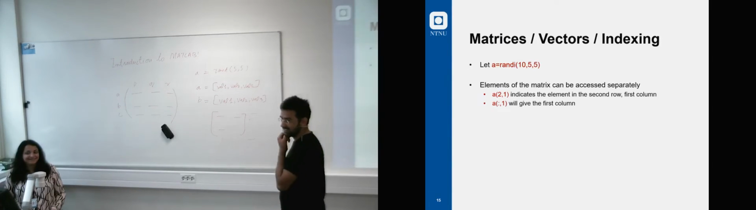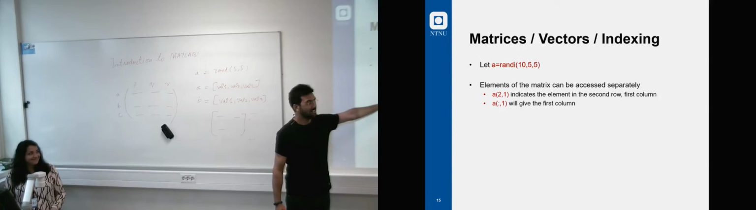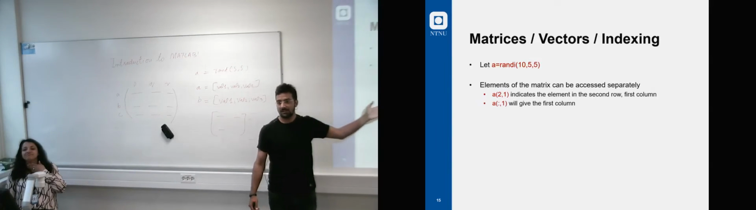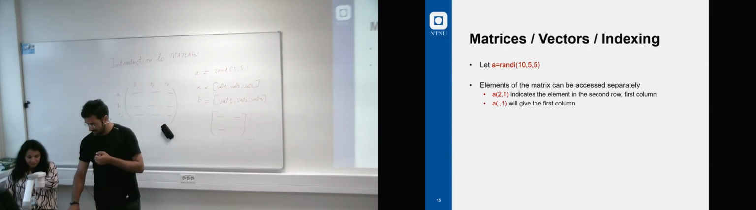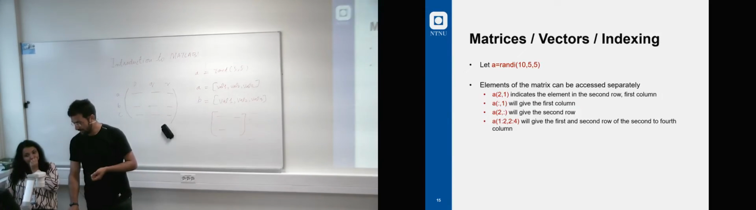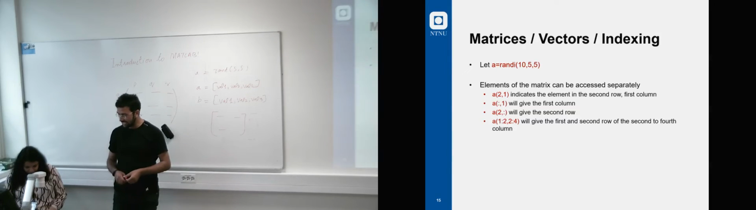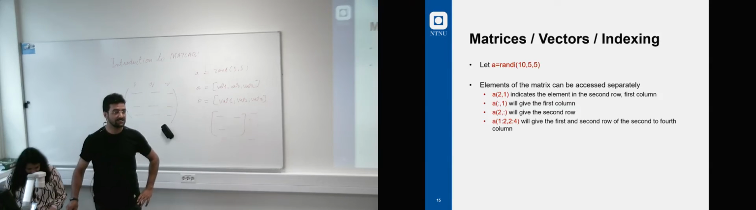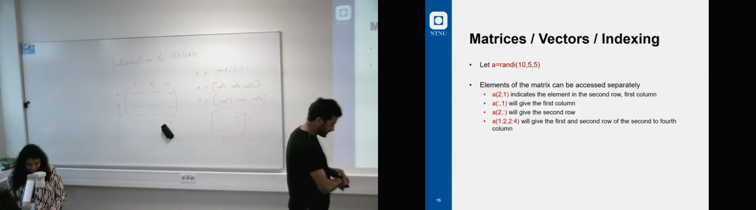3 comma colon. Very easy, because with the colon I said that it will extract all the elements. If you replace the same thing here, it will extract all the elements from the row instead of the column. Then this is what I wanted. This will give you the first and second row of the second to fourth column. Can you try this and tell me what will be the answer of the matrix that you just created?